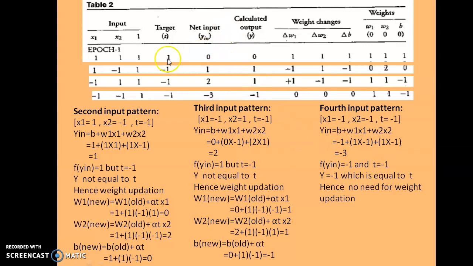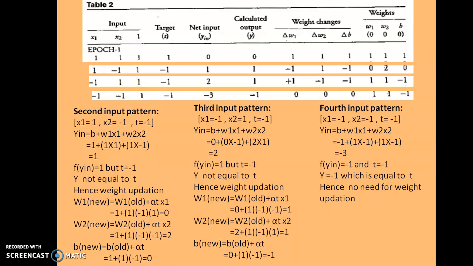So minus 1, 1. The target is minus 1. Calculated output is also minus 1. So both are equal. Weights are as it is in the previous sample: 1, 1, minus 1. No need for weight changes. So the change of weight will become 0. Bias change is also 0. This completes epoch 1. So after completing epoch 1, we got the recent weights as 1, 1, and bias as minus 1.